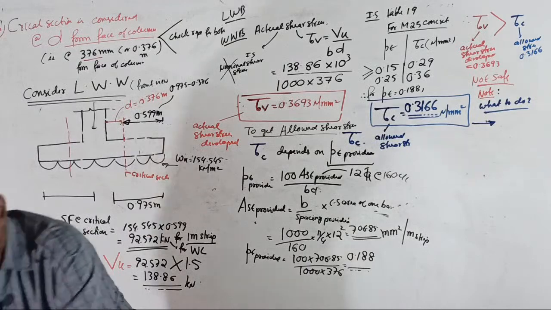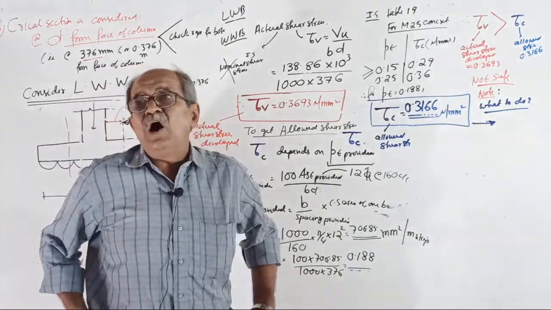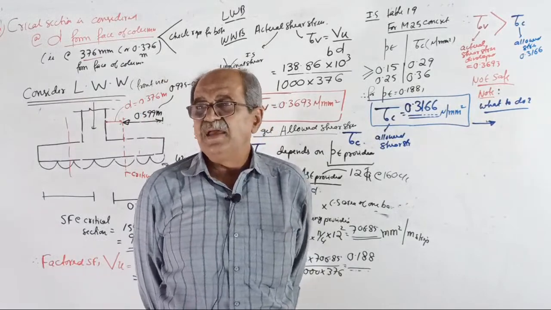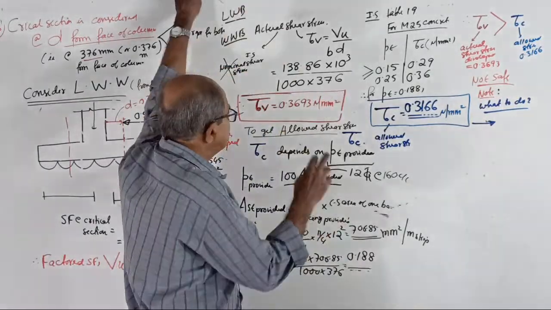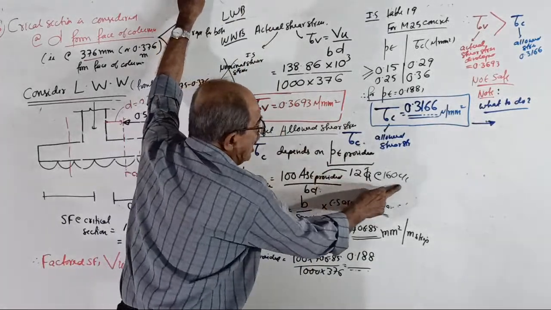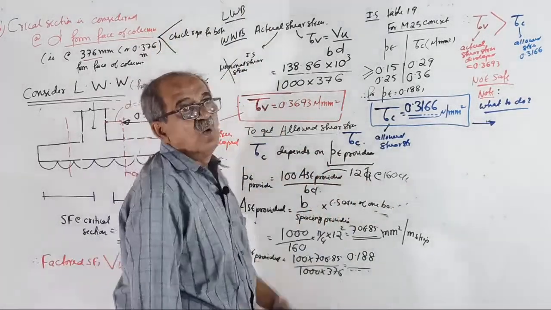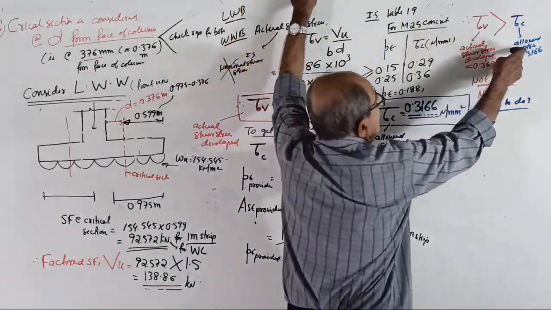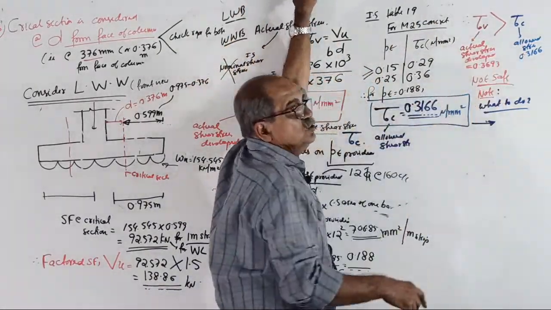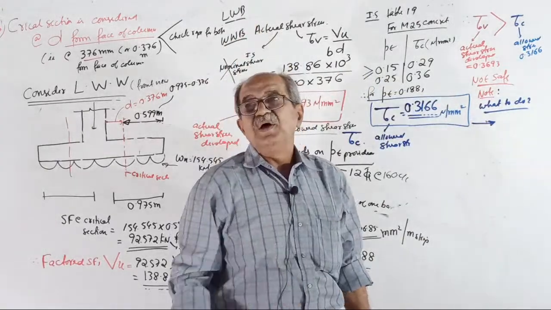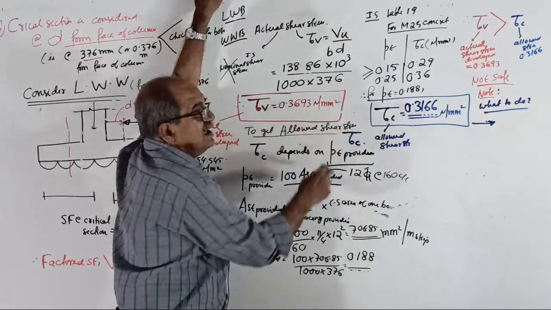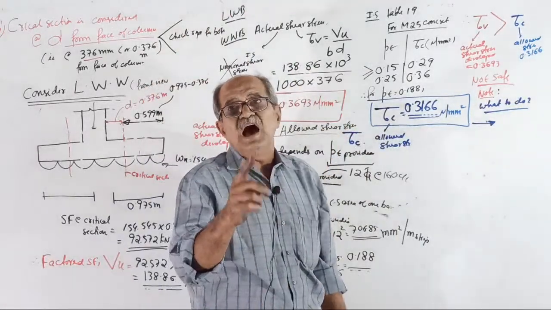Okay. Now, second option is adjustment. See, how much steel is provided here? 12 tor 160 you have given. You can do one thing. Your tau C depends on PT. You can increase the steel. When you increase the steel, your PT will increase. Therefore, your tau C also will increase.